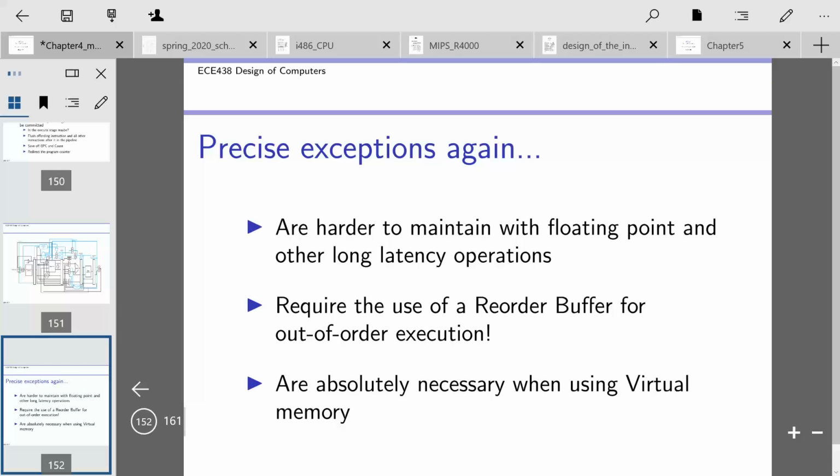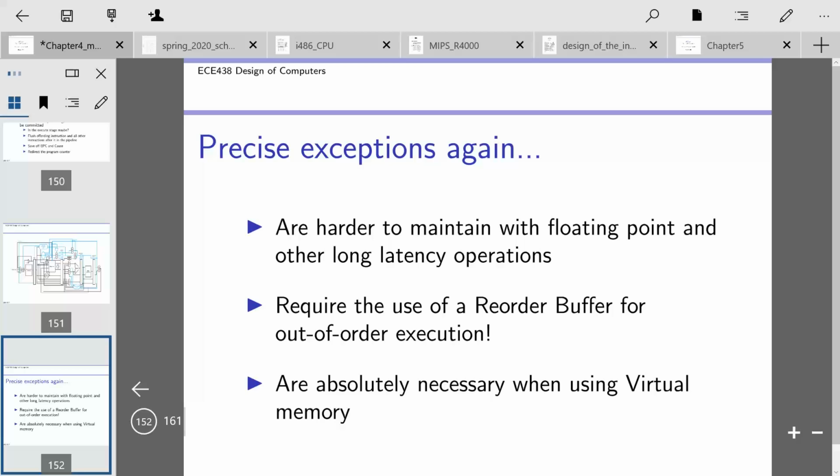When we move to more advanced architectures, so deeper pipelines and floating point support, or we start running instructions out of order, maintaining precise exceptions becomes more difficult. In a little while, I'm going to talk just real briefly about out of order execution, and I'll point out how with a reorder buffer we can actually maintain precise exceptions.